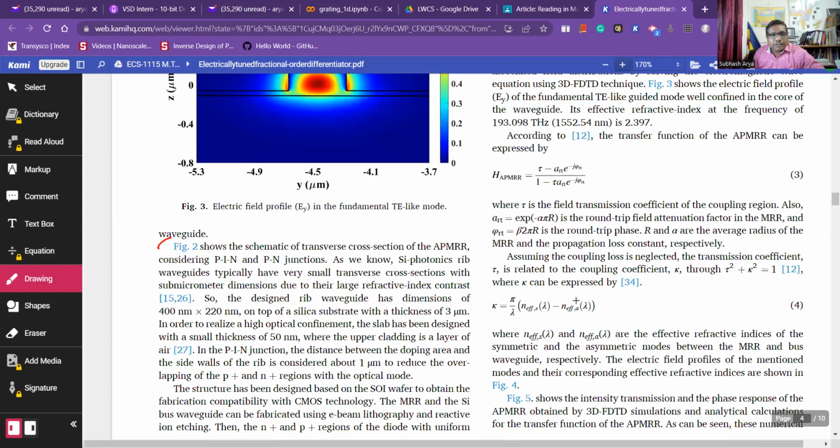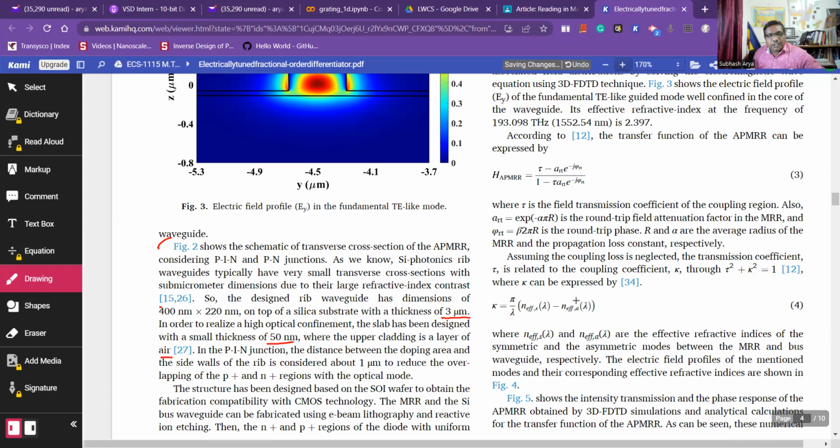So we can see here the schematic of the transverse cross section of the all-pass micro-ring resonator considering PIN and PN junction. As we know, silicon photonics ring waveguides typically have very small transverse cross section, of some hundred nanometer dimension, due to the large refractive index contrast. So the designed ring waveguide has a dimension of 400 by 220 nanometer on top of a silica substrate with a thickness of 3 micrometer. In order to realize a high optical confinement, the slab has been designed with a small thickness of 15 nanometer, with the upper cladding being a layer of air.